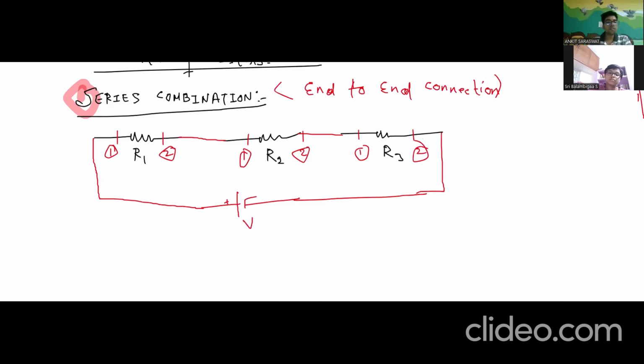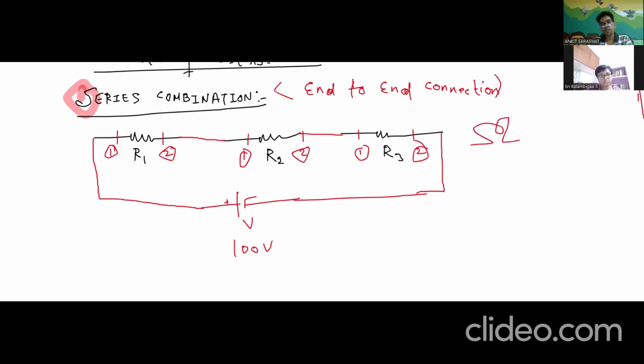So can you see, like this, V voltage is applied across R1, R2, R3. For example, V is 100 volt. So this 100 volt is going to be consumed where? For example, R1 load is a bulb. I'm just drawing here. R1 is a bulb.